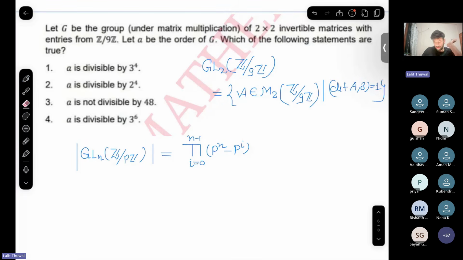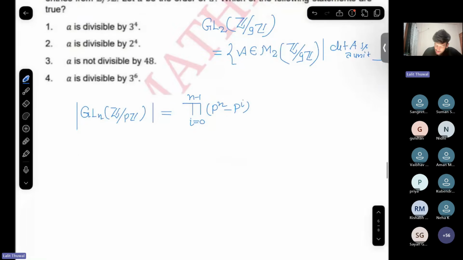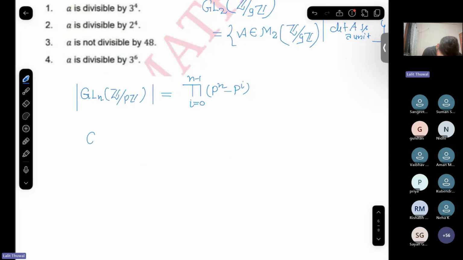Okay, so the determinant is a unit. This is the definition of GL2 of Z modulo 9Z, otherwise you will not solve it correctly. So let's count its order. Let me count the order of GLn of Z modulo P squared Z. We can count the order of that also. Let us do it for GL2 of Z modulo P squared Z.